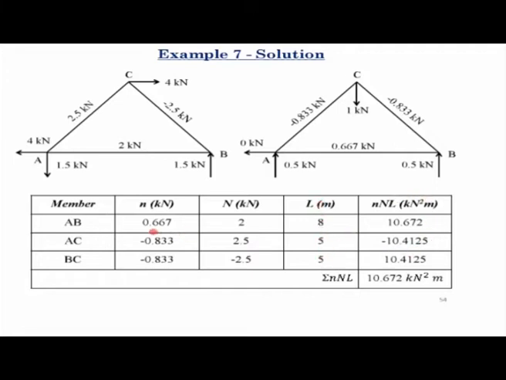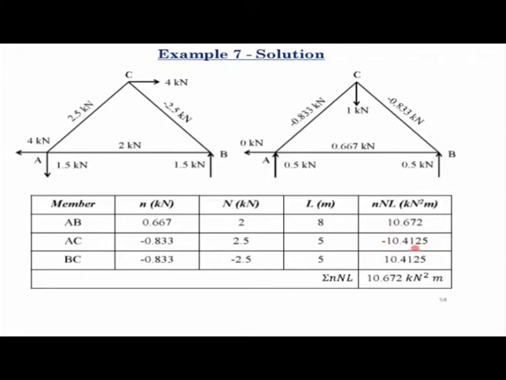And in the last column, we have multiplied these three, small n, capital N into L. We multiply these three and we then add them up. Now notice that if there is a negative sign due to this multiplication, we have to consider them. We cannot ignore this negative sign when we are adding them up. So basically minus 10.4125 and plus 10.4125 will cancel. So if you add all these three up, you are left with 10.672.